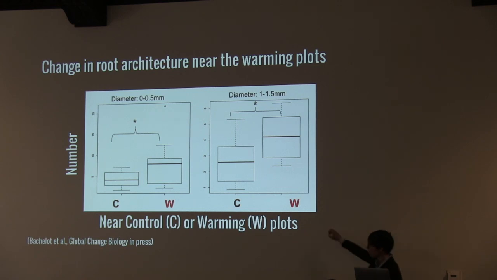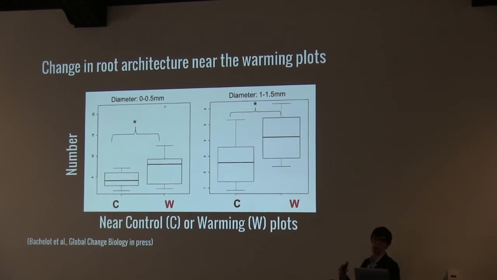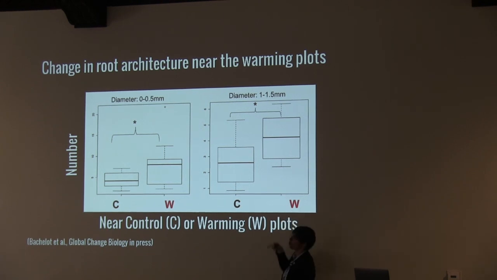We're really excited about that, and we're trying to push the analysis further to actually look at whether we have evidence for a change in the mycorrhizal community, and whether there is some change in root colonization.